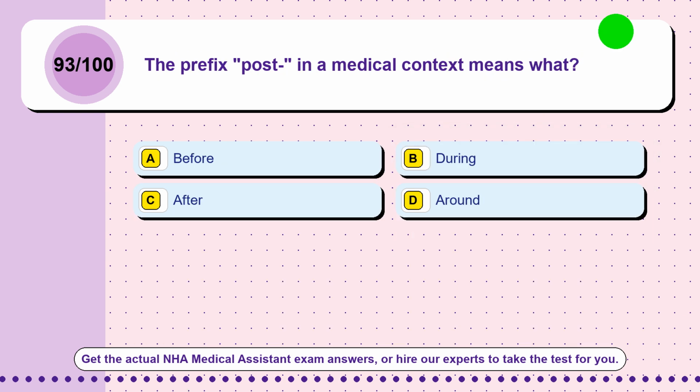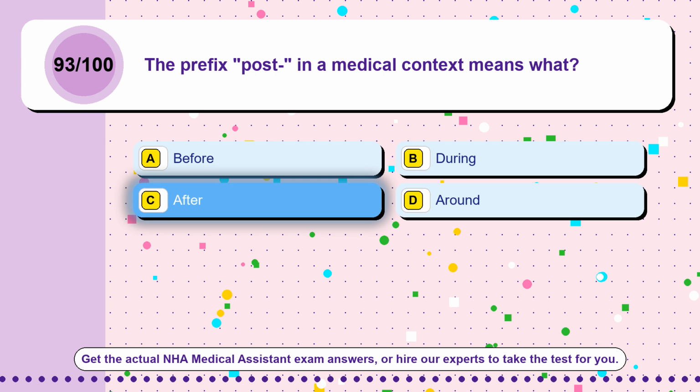Question 93. Which of the following precautions must a medical assistant take when handling a patient with active varicella, chickenpox? Option A, contact precautions only. Option B, droplet precautions only. Option C, airborne and contact precautions. Option D, standard precautions only. The correct answer is option C, airborne and contact precautions.